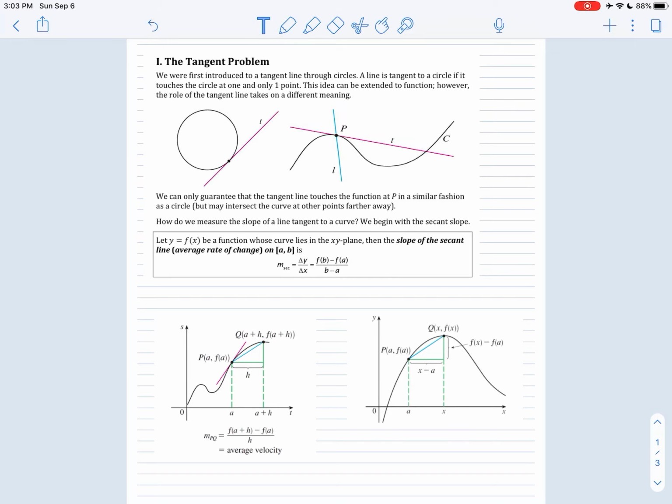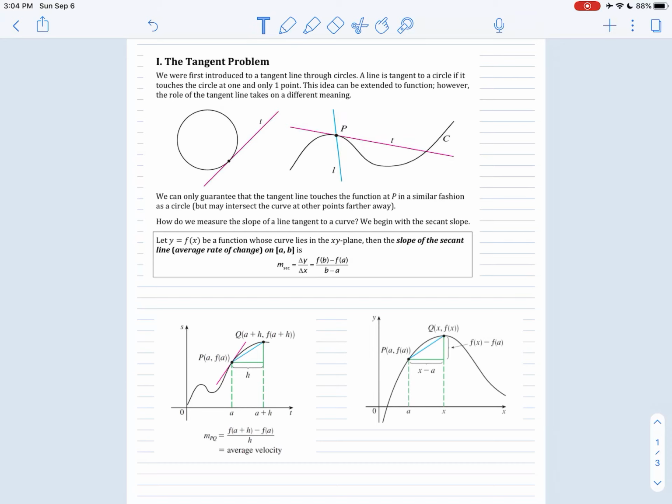So one of the main ideas in calculus all along, especially in first semester calculus, is the tangent problem: how to calculate the slope of the tangent line to a curve, and also how to find the equation of a tangent line to the curve. So what is a tangent line?